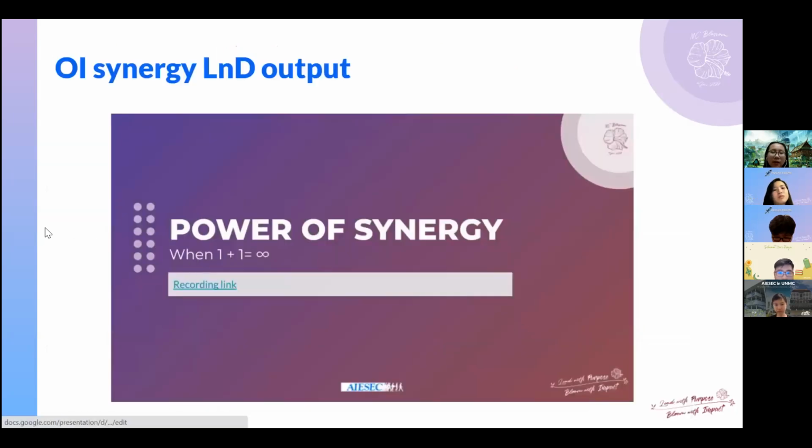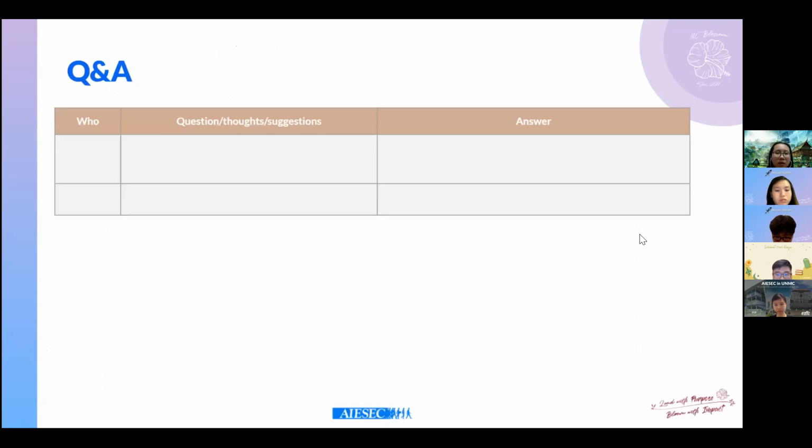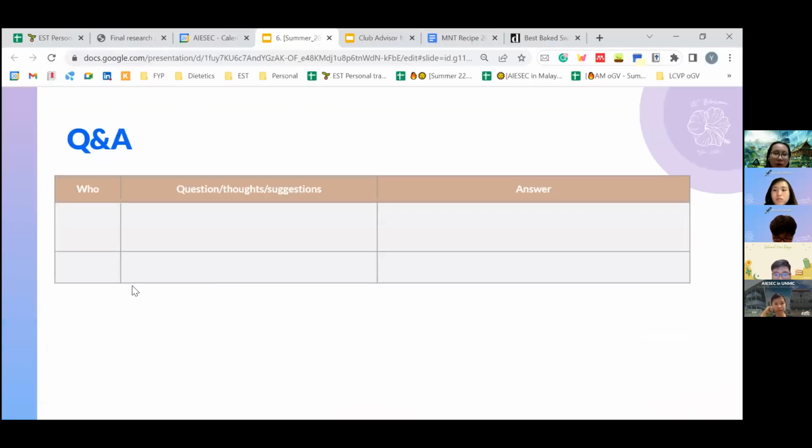And then lastly is about the OI synergy R&D output. Last week the synergy R&D that we had, you can click into this slide. They will have the slide and also the recording link, which you can go through or refer to in the future. Yeah, so that will be all for me for this week.